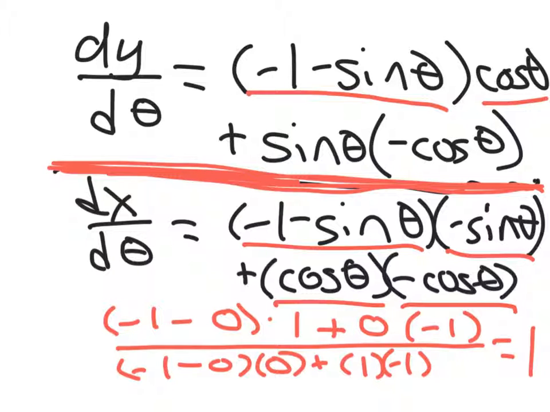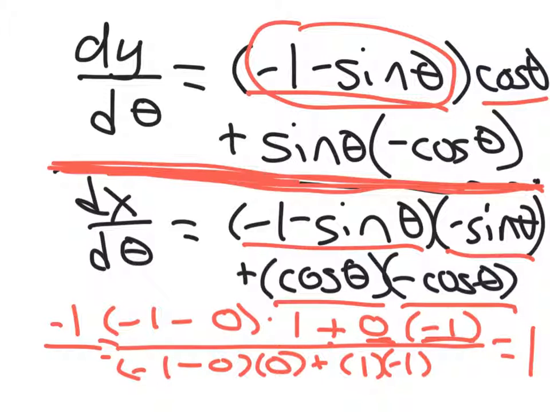Now, we want to find the slope at 0 and at pi. I'm just going to do the example for 0. So we plug 0 in for all the thetas, and we get -1 minus sine of 0, so -1 minus 0, times cosine at 0, which is 1, plus sine at 0, which is 0, times negative cosine at 0, which is -1. So the numerator is going to become -1 times 1 plus 0. So the numerator is going to become a -1.